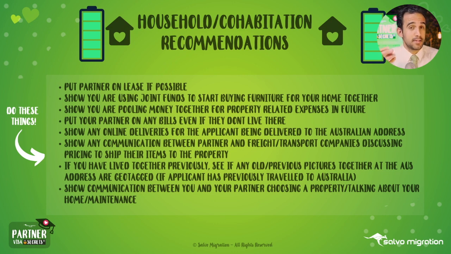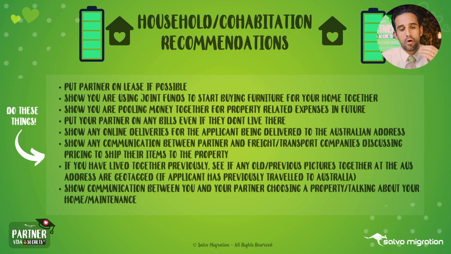So you're saving money to pay for something that's related to your property, your place where you're living in your future. You need a new lamp. You've got a water bill coming up. You're proving that you're saving money to pay for the property expenses. Put your partner on any bills, even if they don't live there. So get your partner, typically the migrating partner, on the bills.